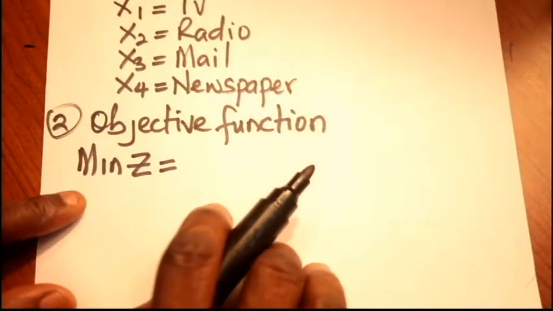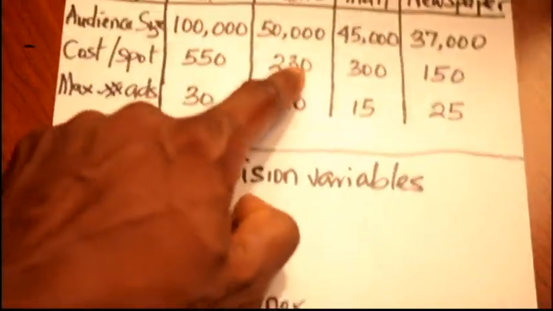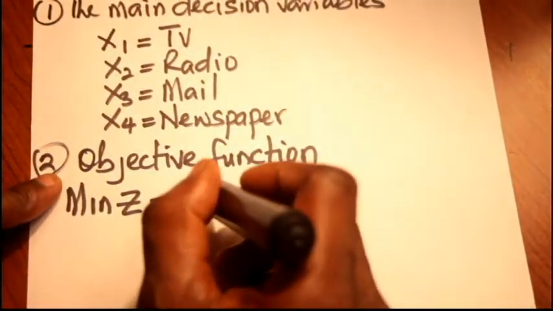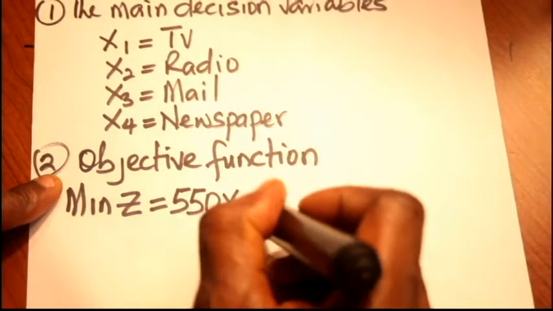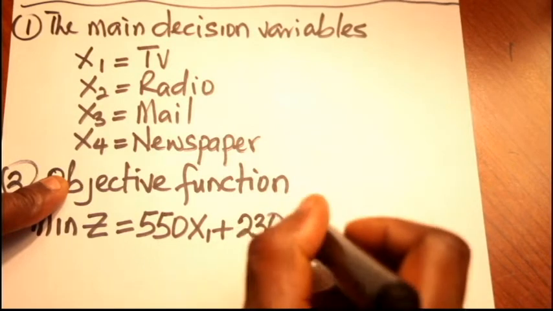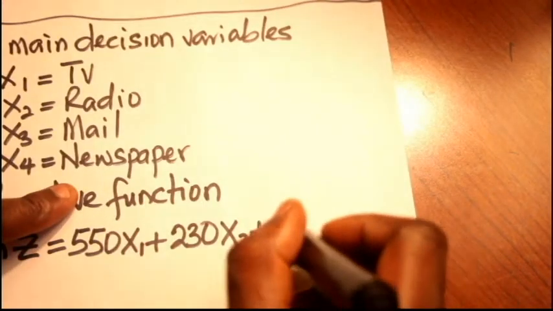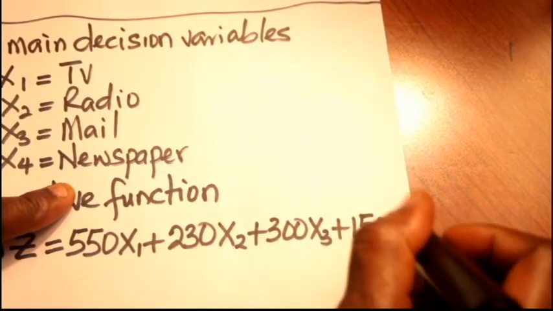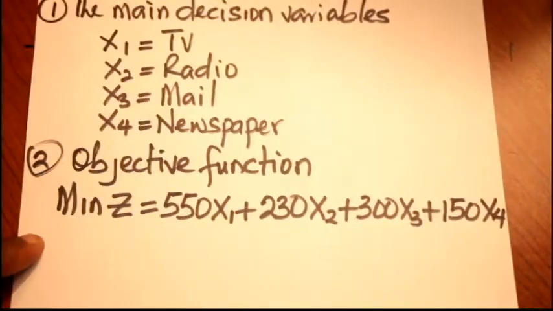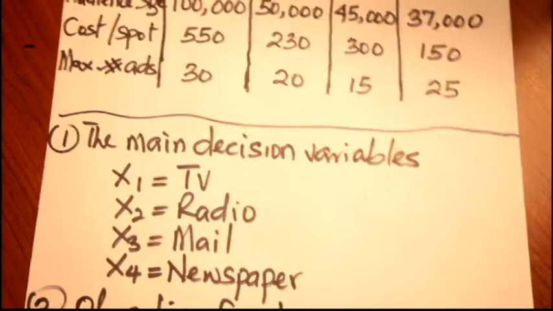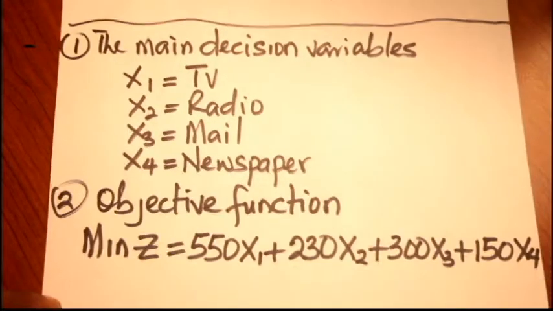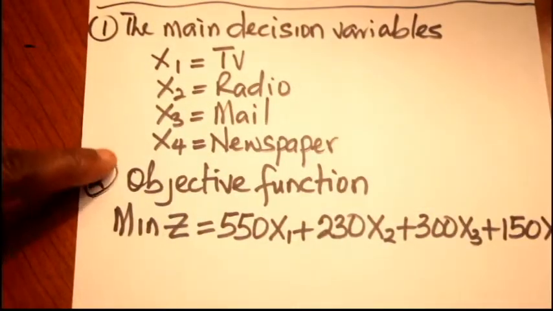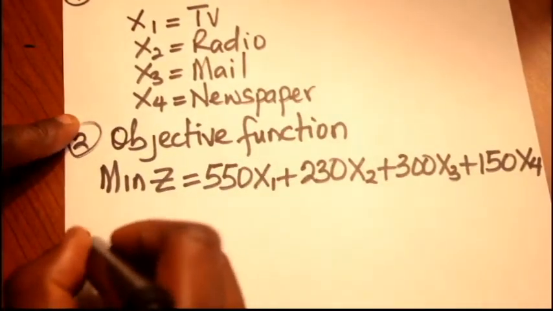and for us to minimize Z, we go to the cost of each of the variables we're given. So I have 550 X1 plus 230 X2 plus 300 X3 plus 150 X4. With that, I've been able to clearly state my objective function that will help to minimize cost for the operation. After that, we need to identify the constraints.